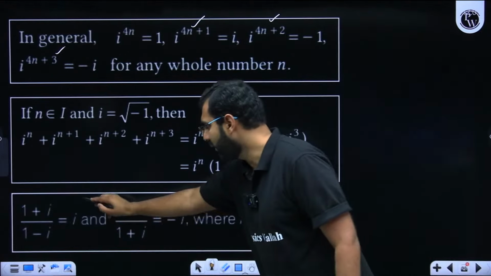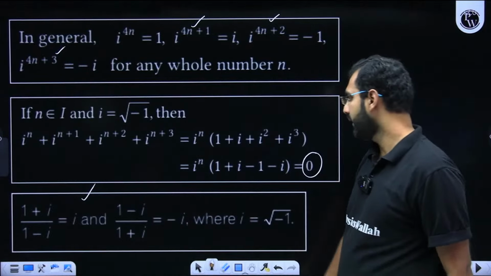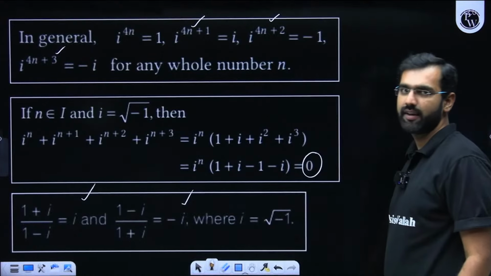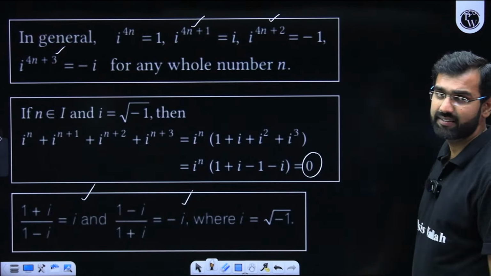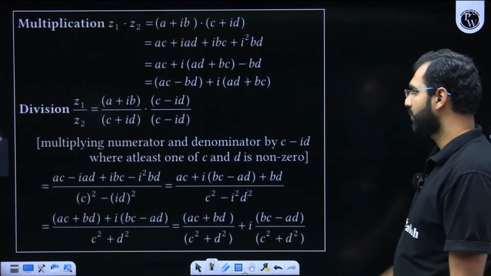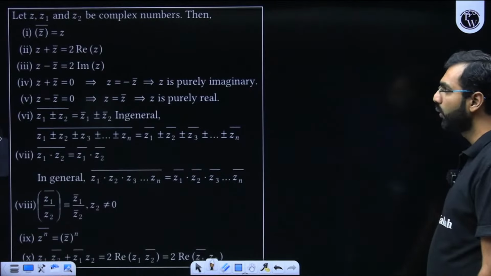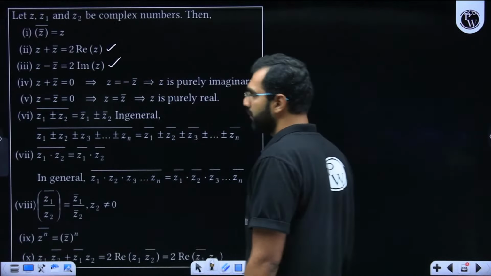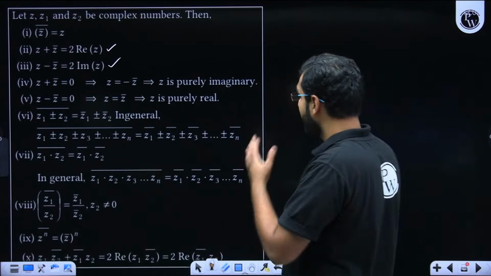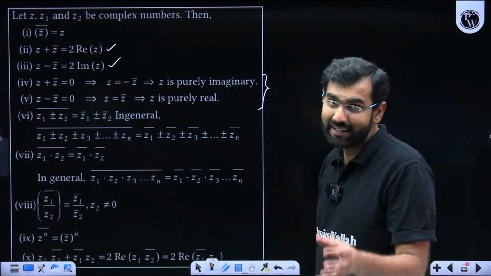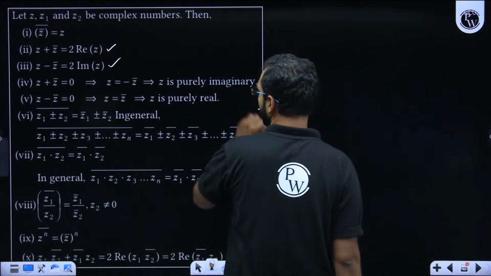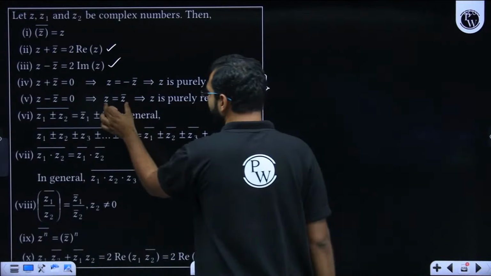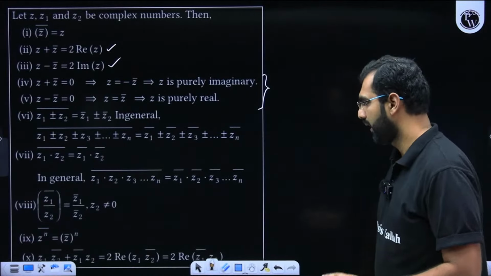This you should remember, (1 plus iota) upon (1 minus iota) is always iota, and (1 minus iota) upon (1 plus iota) is minus iota. If you remember it, without even rationalizing, you can directly substitute it and get the answer. Moving ahead with the next result, product you know, division you know, that I need not tell you. The crucial ones are z plus z bar, z minus z bar. I hope you know that. And something very crucial, whenever in a question it is stated that z is purely imaginary, then we say that z is equal to minus z bar. And if it is said that z is purely real, then we say that z is equal to z bar. I hope you'll remember that.